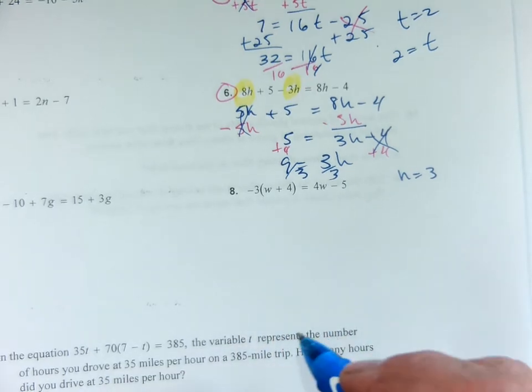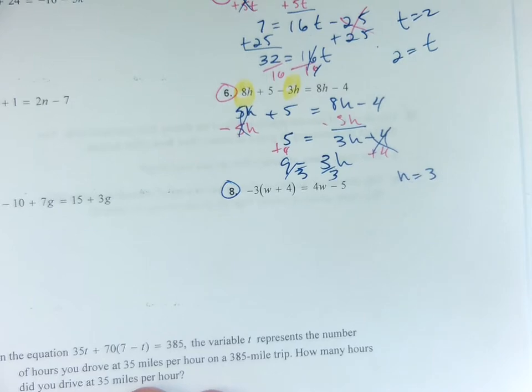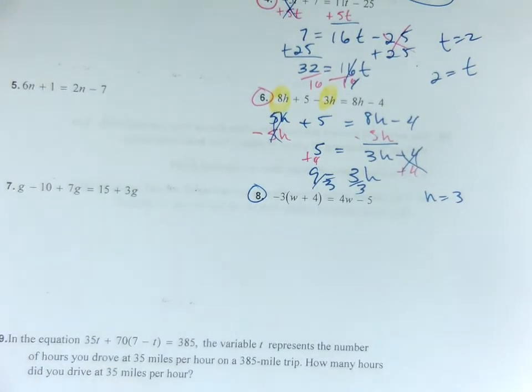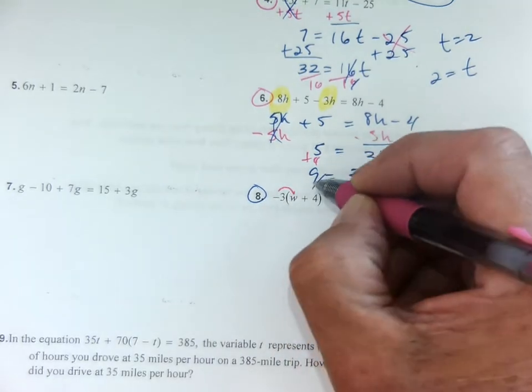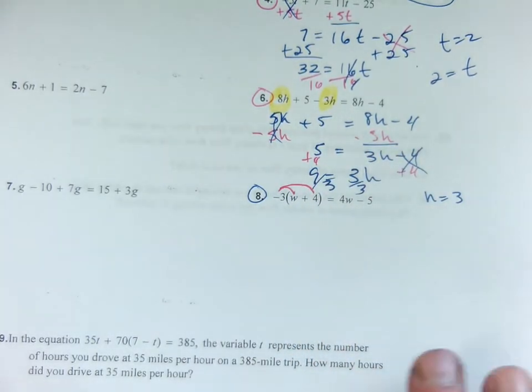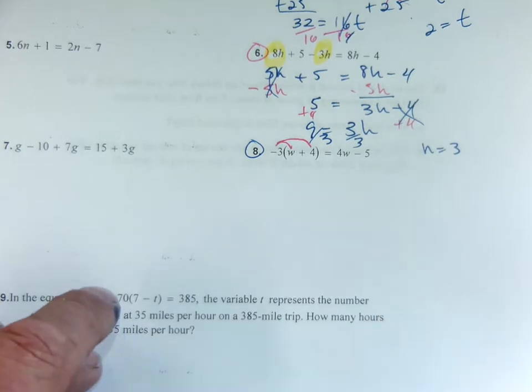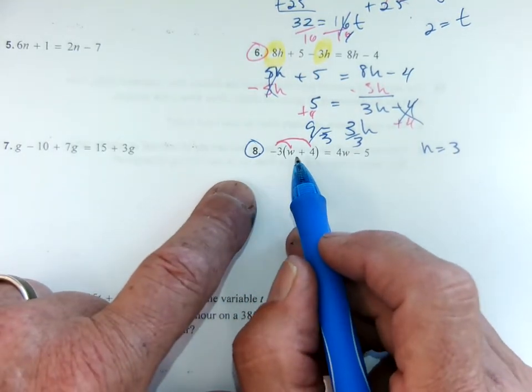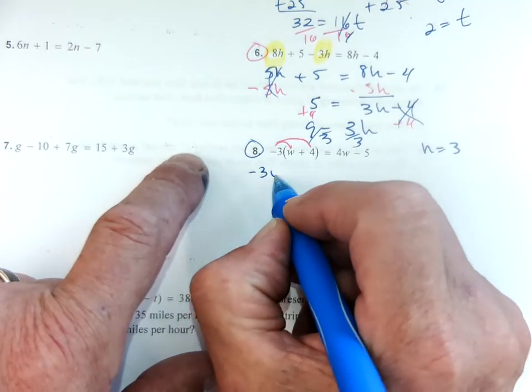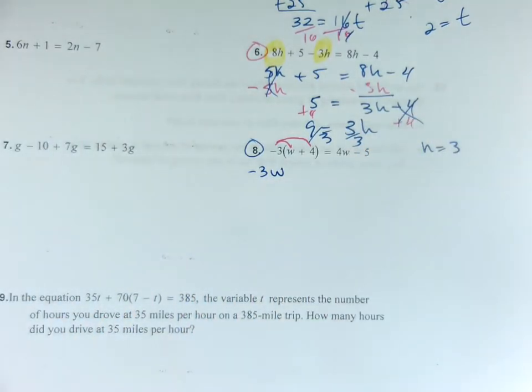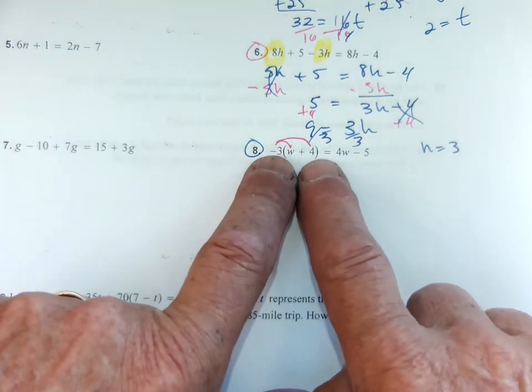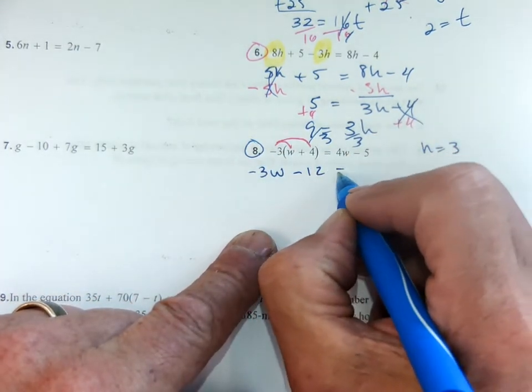2 more. Number 8. So when I see the parentheses, what do I normally do? Noah? Multiply. Yeah, we're going to multiply. We're going to call it distribute, but that's the right word. We're going to distribute negative 3 times w and negative 3 times 4. It gets rid of the parentheses. Negative 3 times w is a negative 3w. And negative 3 times 4 is a negative 12.